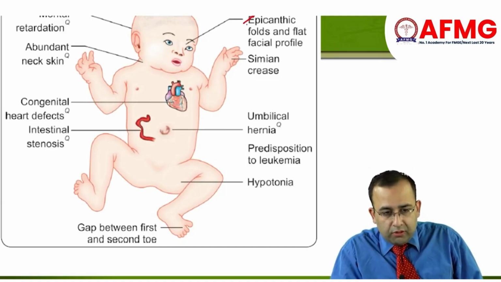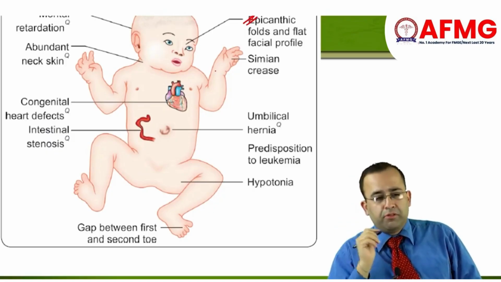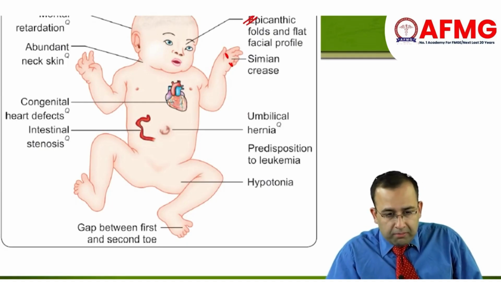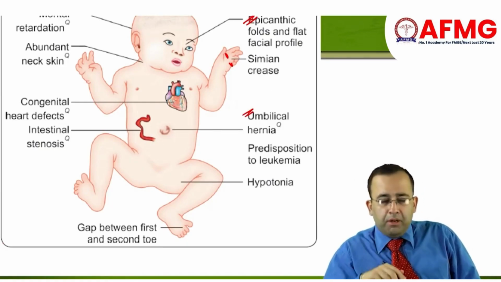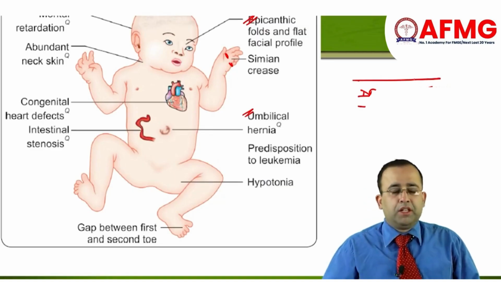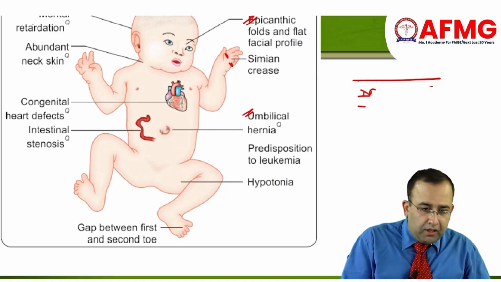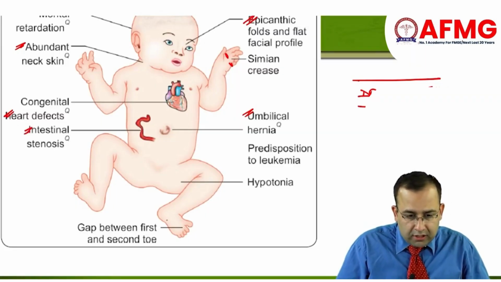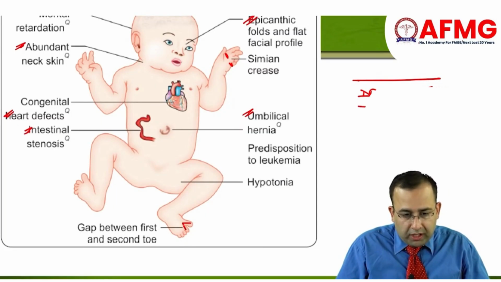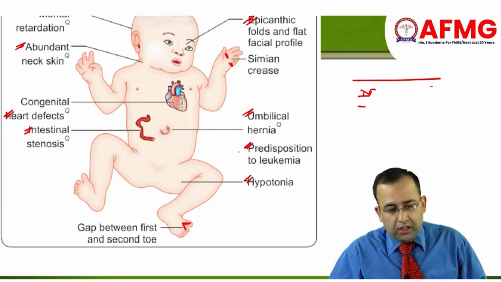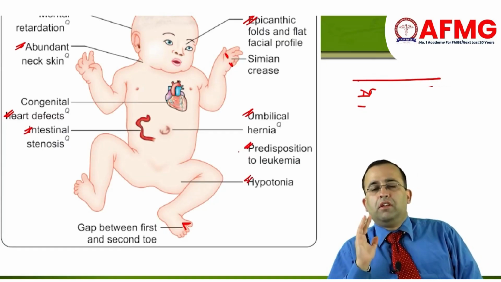The minute I see this, I know: flat epicanthic folds with a flat facial profile, presence of a transverse simian crease, umbilical hernia. Please note, umbilical hernia is a feature of Down syndrome, not Turner's. The child is mentally retarded. There is abundant neck skin, congenital heart defects, intestinal stenosis, saddle toe deformity, increased gap between the first and the second toe, hypotonia, and increased risk of blood cancers. This is Down's.